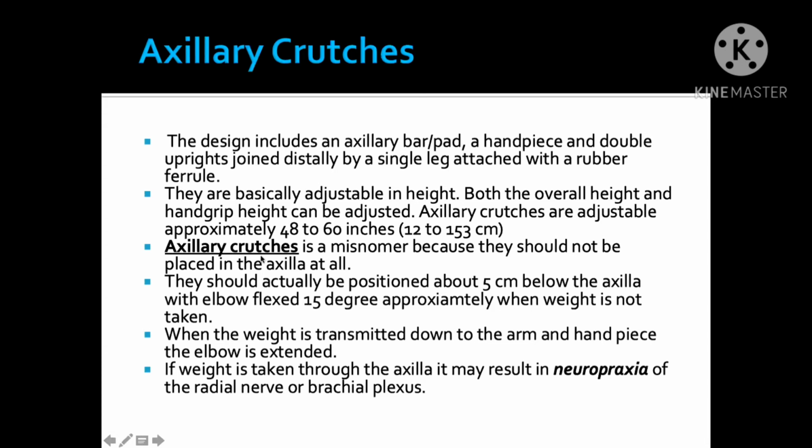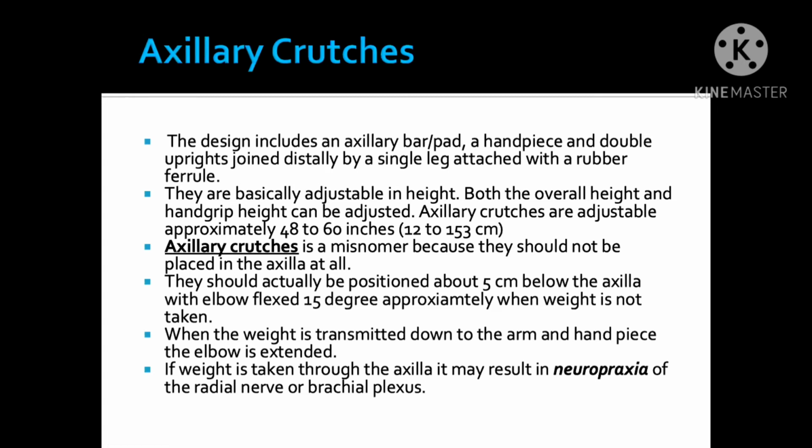Axillary crutch is a misnomer because they should not be placed in the axilla at all. They should actually be positioned about 5 centimeters below the axilla with the elbow flexed approximately 15 degrees when weight is not taken. Again, these numbers are very, very important when you are writing your short note. Please take a note of this. Positioned at about 5 centimeters below the axillary fold, below the axilla, and 15 degrees approximately when weight is not taken. When the weight is transmitted to the arm and the hand piece, the elbow is extended.